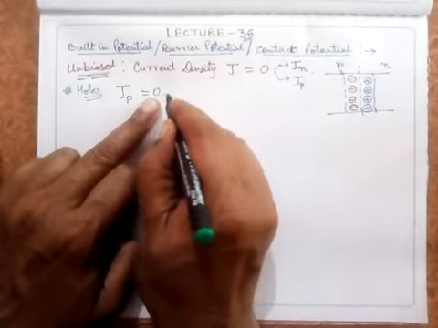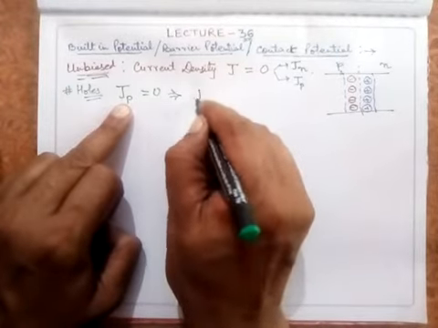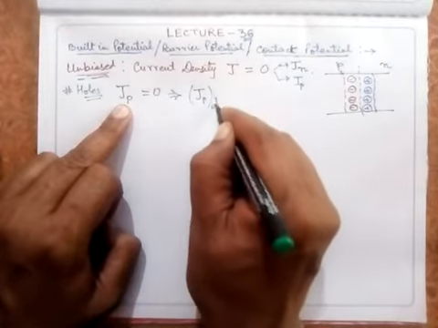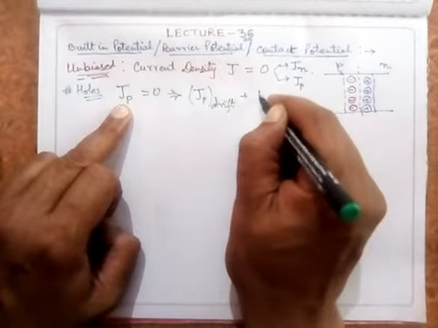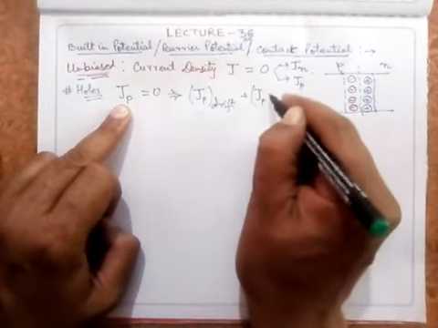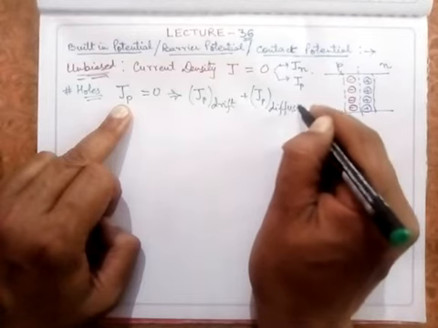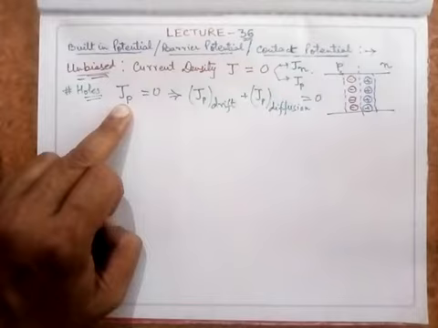So I can say this implies that the hole current, the drift hole current, I am writing this as Jp drift, plus I write this Jp diffusion. That is the sum of drift current as well as the diffusion current. The sum of these is equal to 0.